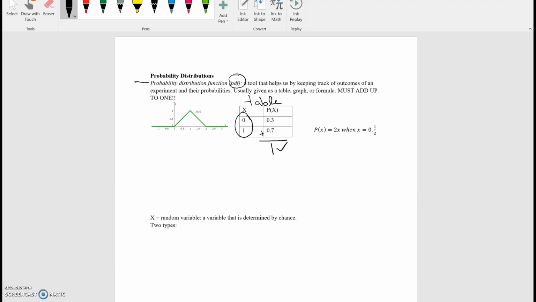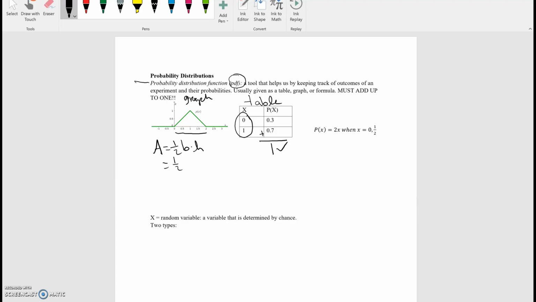Then we can also have a graph, right? So here's a graph. And what we want instead, and this is something we're going to talk about next week, is that when we talk about a graph, we're actually talking about area, right? So we want to make sure that the area in this case is equal to 1. As you can tell, this is just a triangle. How do we find the area of a triangle? Well, if you forgot, the area equals 1/2 base times height.